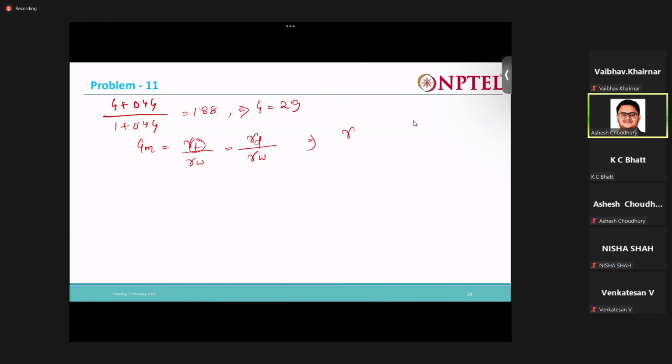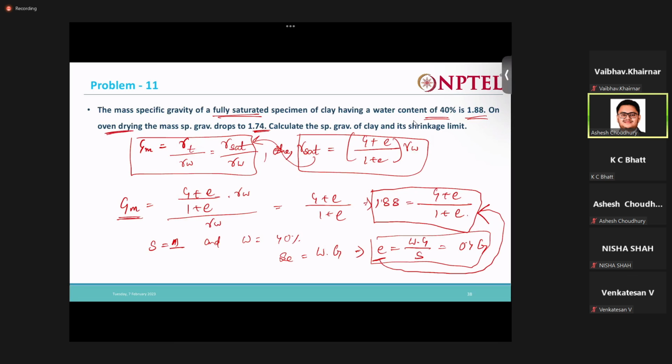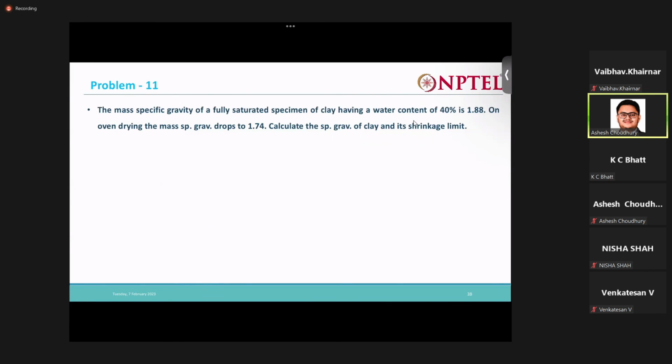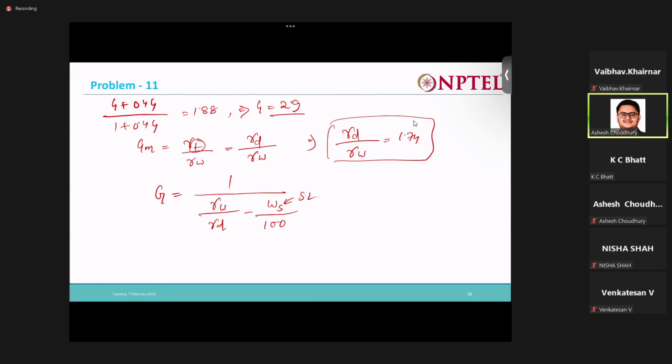So from here this is given as 1.74, the given value for the oven dried sample. Now there is one relation between G and your shrinkage limit. You may remember this: G is equal to 1 by (1 by gamma d by gamma W minus ws by 100), where ws is your shrinkage limit. You already know G, which you calculated as 2.9. So 2.9 is equal to 1 by (1 by 1.74 minus ws by 100). If you solve this, you can find your shrinkage limit as 23.10%.